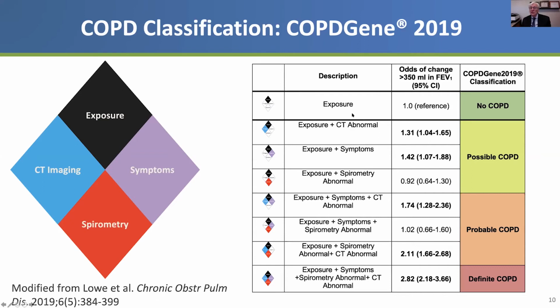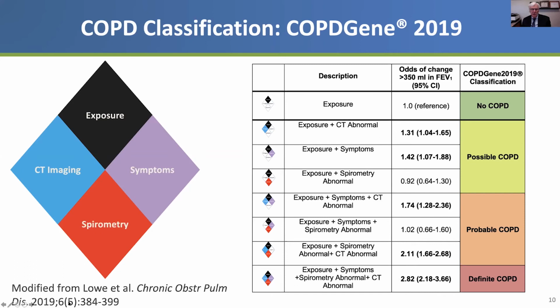So again, smoking history only was our reference group with no COPD. If you add cigarette smoking history plus abnormal CT scan or abnormal symptoms, you have an increased risk of having a marked decline in FEV1. And if you then add symptoms and CT scan to cigarette smoking history, or cigarette smoking history plus abnormal spirometry and the CT scan altogether, you can see at the bottom here almost a 3 times risk of a marked decline in FEV1, physiologic deterioration over 5 years in our definite COPD group.